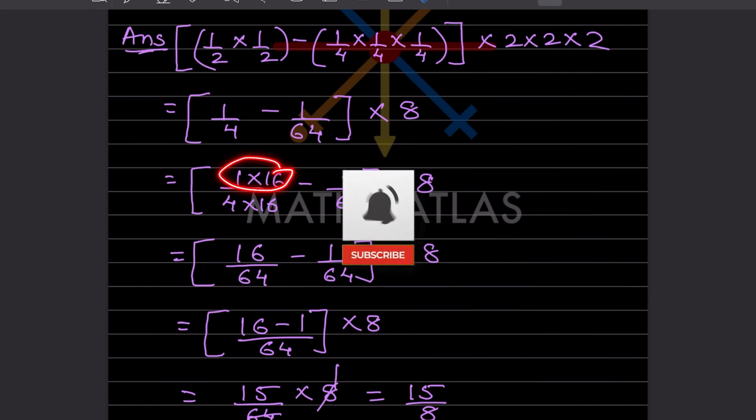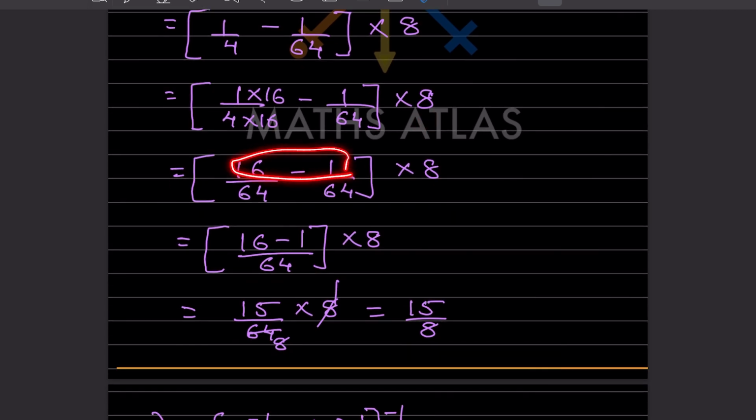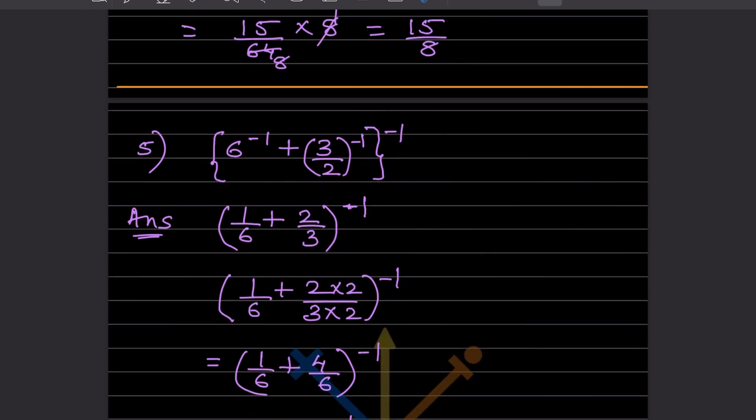So now let us write one step, 16 divided by 64, this 1 divided by 64, and this 8 let us keep as it is first. So this minus 1, that will be 16 minus 1 divided by 64 into 8. So this is going to be 15 by 64 into 8. So 8 ones are 8, 8 eights are 64, and the answer is 15 by 8.